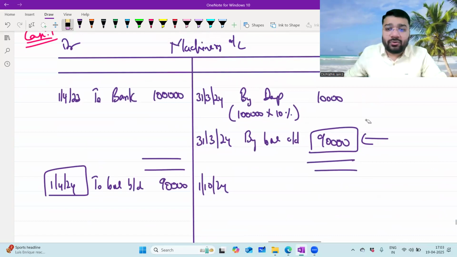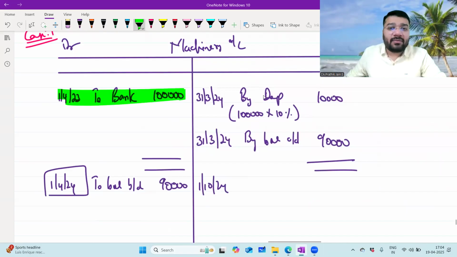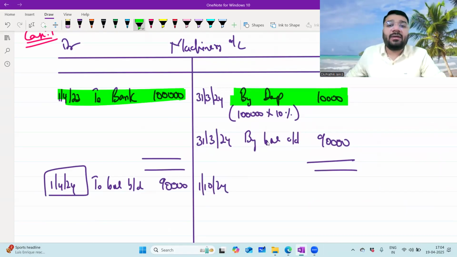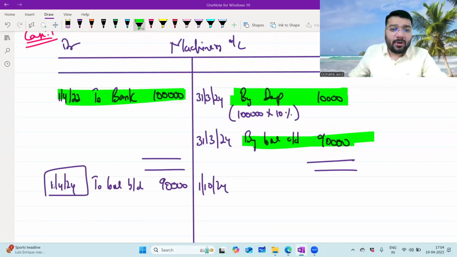Whether it is case 1 or case 2, the first year 23-24, there's not going to be any change. There's no change in the 23-24 transactions. So to bank, same 1 lakh, by depreciation, same 10,000, and by balance carry down, same 90,000. And to balance brought down, same 90,000.